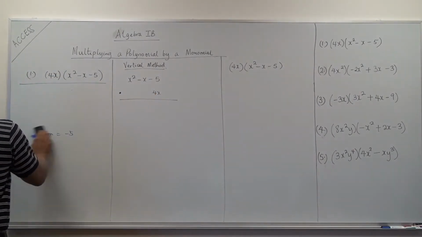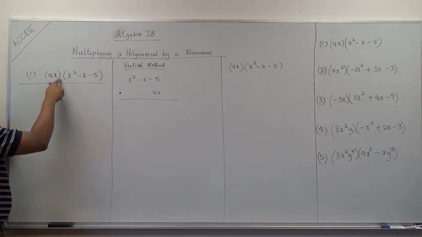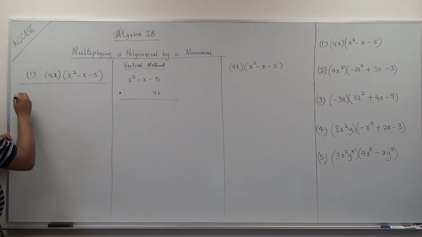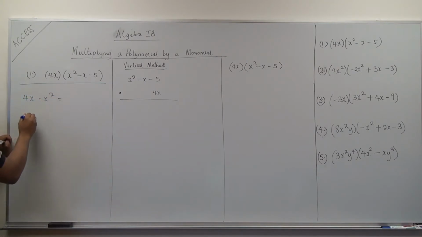Now how do we solve this? We just multiply this monomial by each term. We do 4x times x squared. Then we do 4x times negative x. Each term we multiply the monomial by each term of the trinomial. Then 4x times negative 5. So this will give us what?